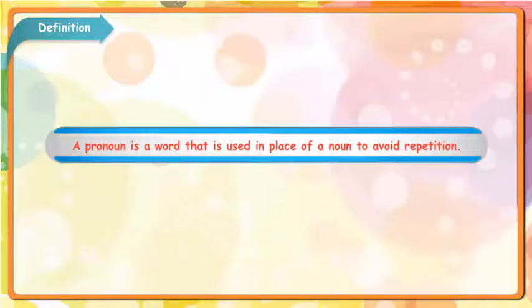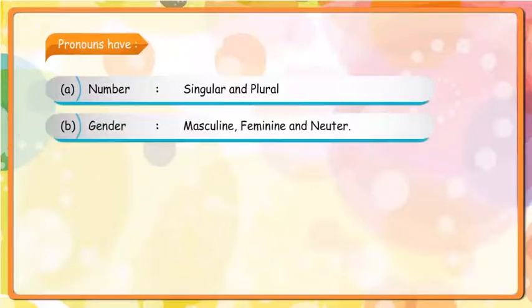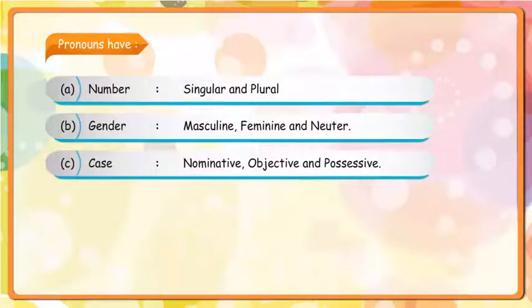Chapter 10. The pronoun. Definition. A pronoun is a word that is used in place of a noun to avoid repetition. Pronouns have number: singular and plural; gender: masculine, feminine and neuter; case: nominative, objective and possessive.